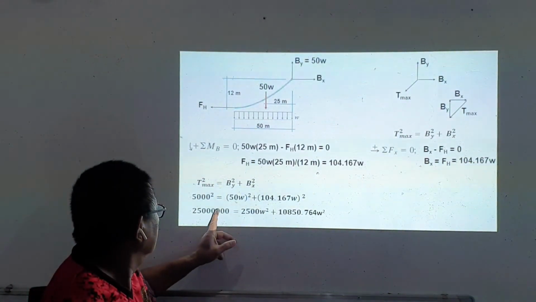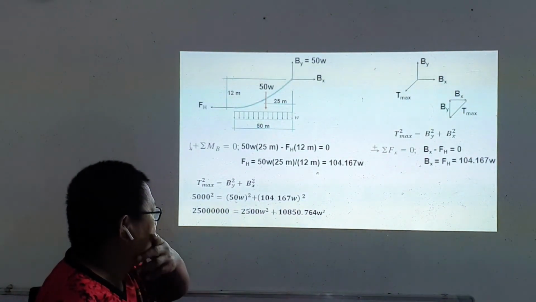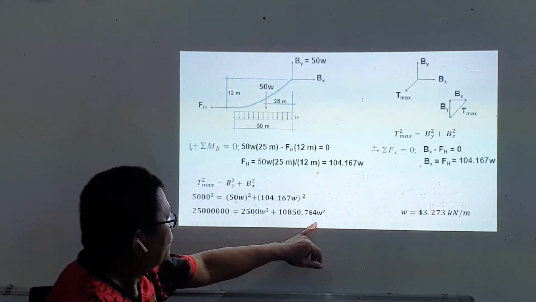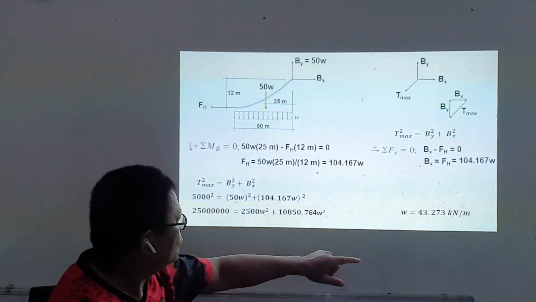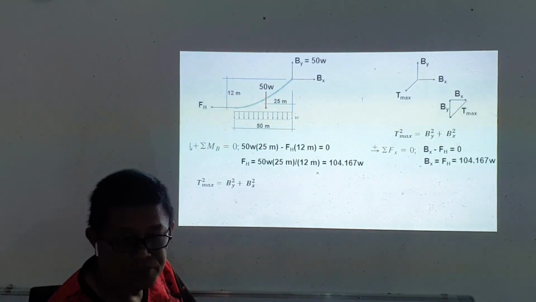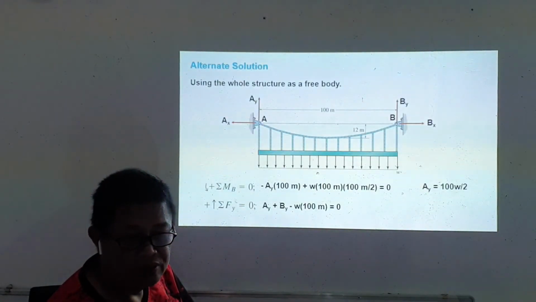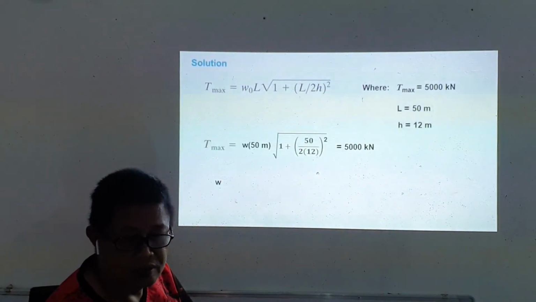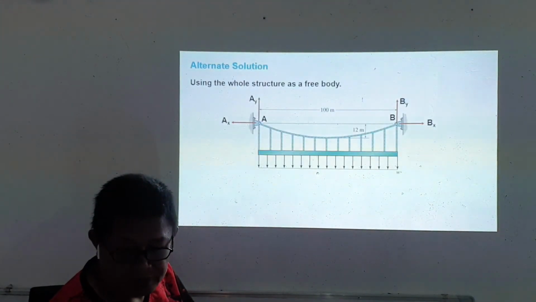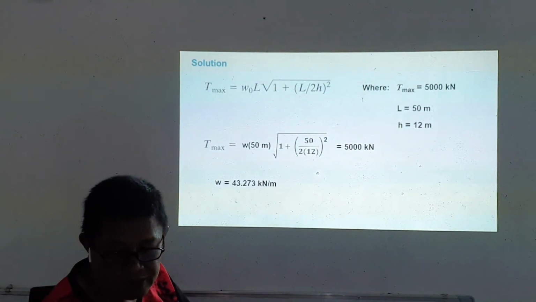Then we will have simplifying. We just take the square of the different terms, and this is now the equation. From here we can solve for W, 43.273, and if you recall the first computation for W, 43.273, they are equal.